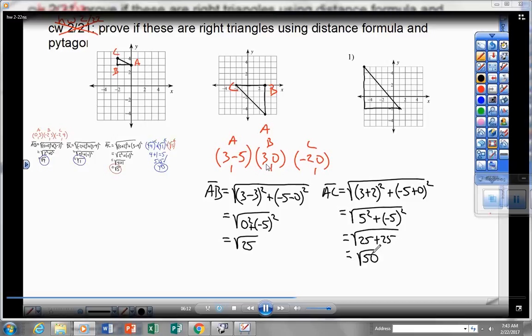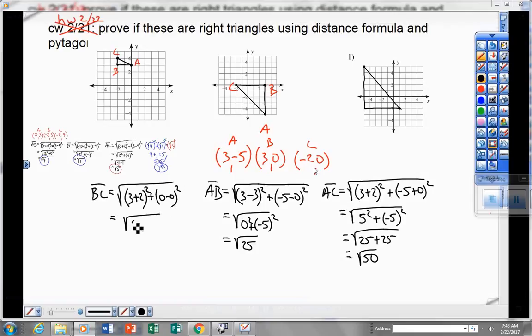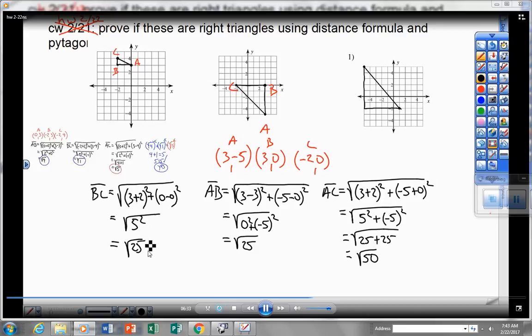All right, now I need to do B and C. So BC. That gives me 3, taking away that negative 2. 3 minus minus 2 becomes 3 plus 2 squared, plus 0 minus 0 squared. Gives me the square root of 5 squared, which is root 25. Again, leave that radical alone.